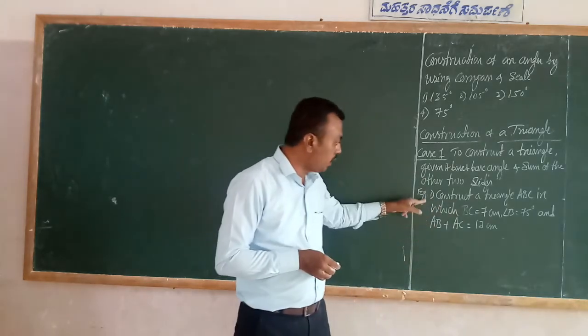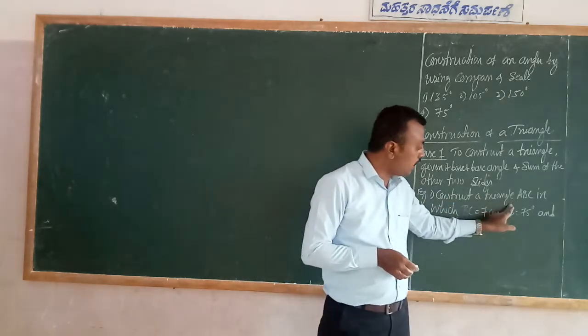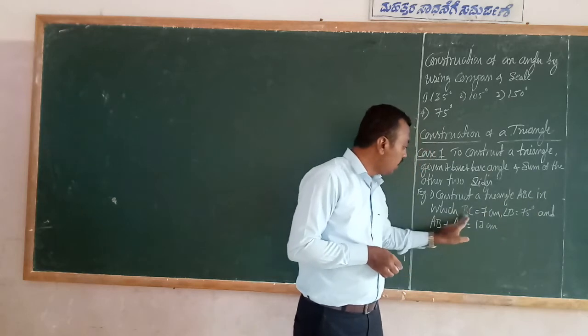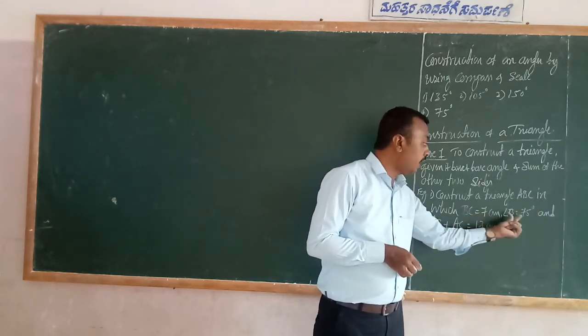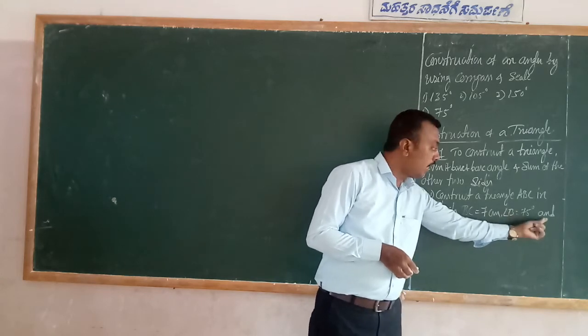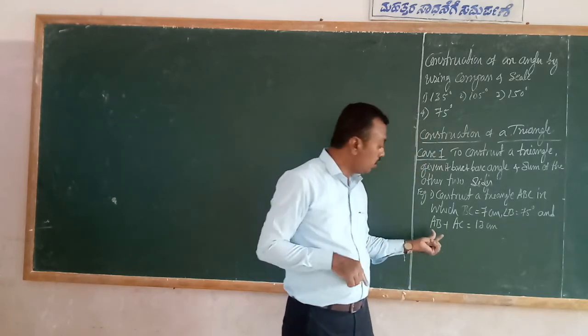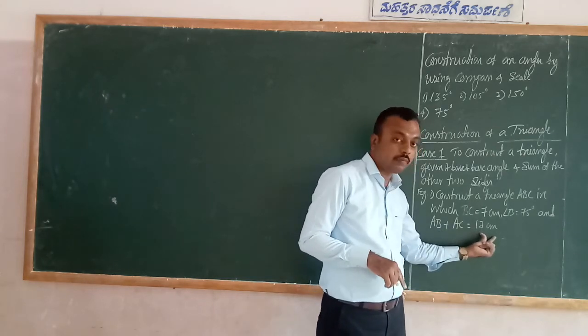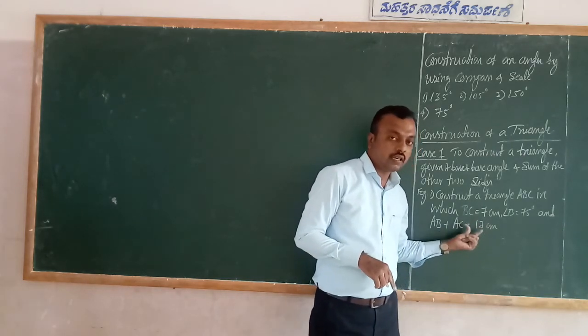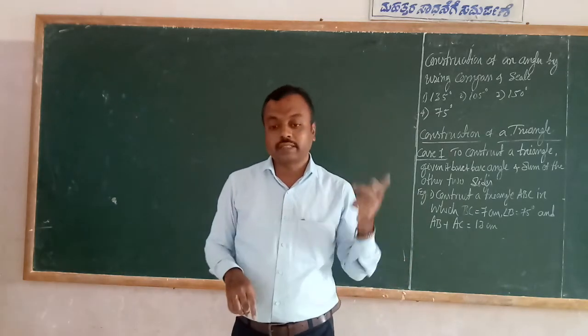See, very simple. I will take one example. Construct a triangle ABC in which BC is equal to 7 cm. This is the base side, and angle B is given, the base angle, and the other two sides, the sum is given. Other two sides, what is that? AB and AC. The sum of the other two sides is 13 centimeter. These kinds of problems we already constructed in 8th standard.